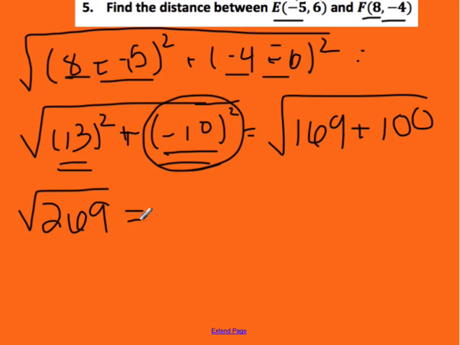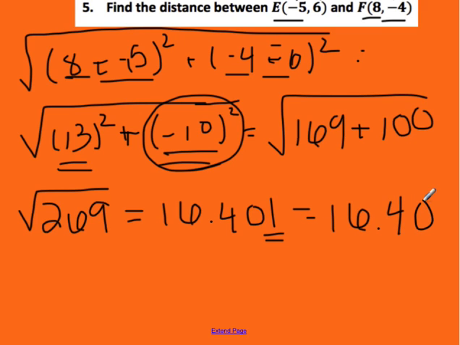Again, don't worry about simplifying the radicals. I just want you to punch them in your calculator and tell me what the decimal is. So when you do that, you get 16.401. So we're going to look at that third number. I see that it's under 5, so I'm going to keep it the same. So my answer to this one is 16.40.